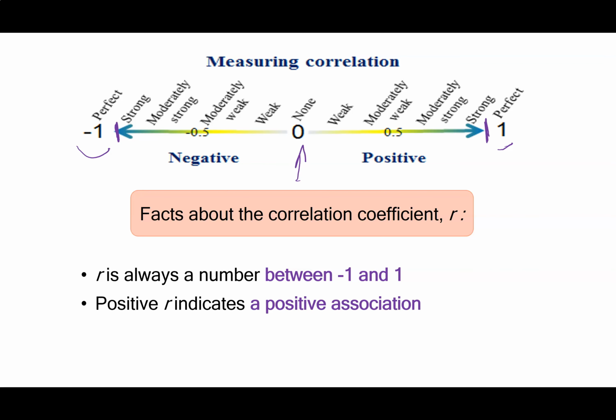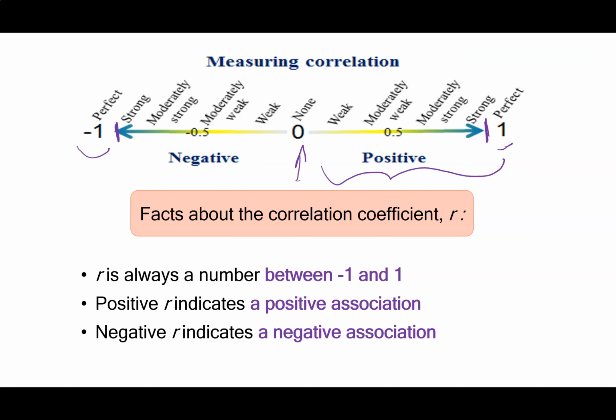So if you have a positive value for R, so if it's between 0 and 1, that means that if you were to fit a line to the data, that line would have a positive trend. It would be increasing as you go from left to right. Conversely, if you have a negative correlation coefficient, that means that you have a negative association, so that as X increases, your Y is decreasing.